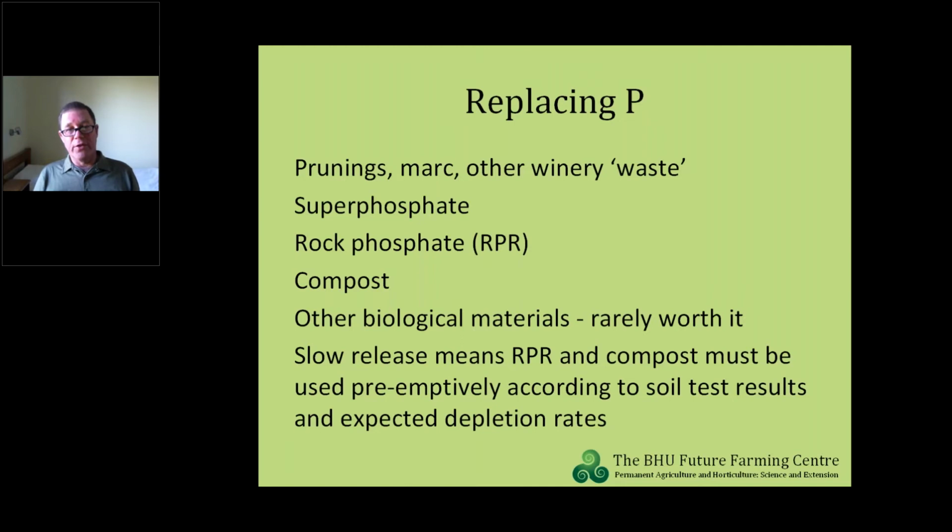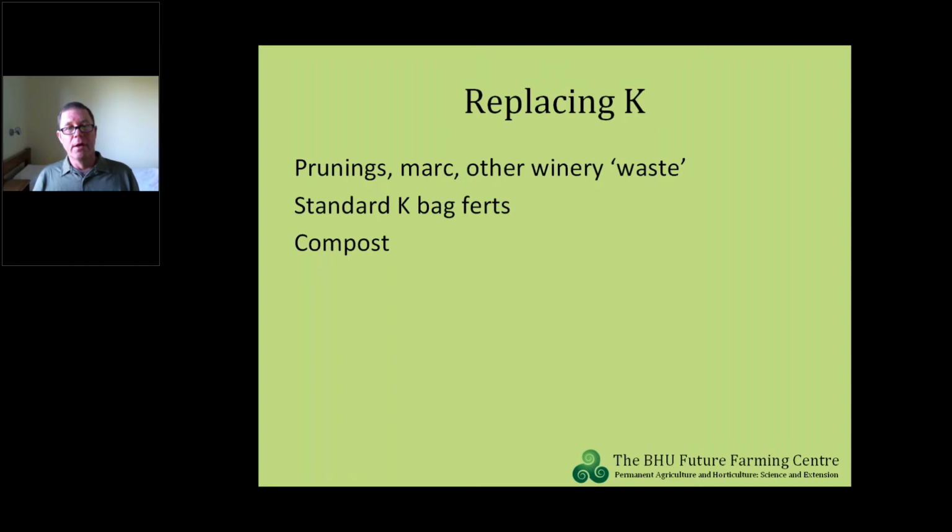The other thing, if you're using stuff like rock phosphate and compost, these are all slow release materials. They release the nutrients over 3, 4, 5, even more years. So unlike soluble fertilizers where you can identify that levels are getting low and you put some on to rectify it, you need to be taking a proactive approach with these and putting them on before levels start to decline. Potassium's kind of really simple: recycle, recycle, recycle, and when that fails, we've got bag fertilizers and also compost as well.